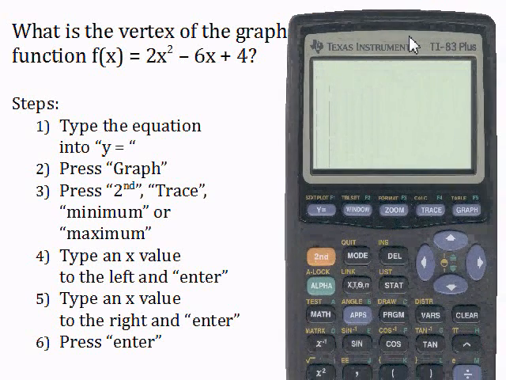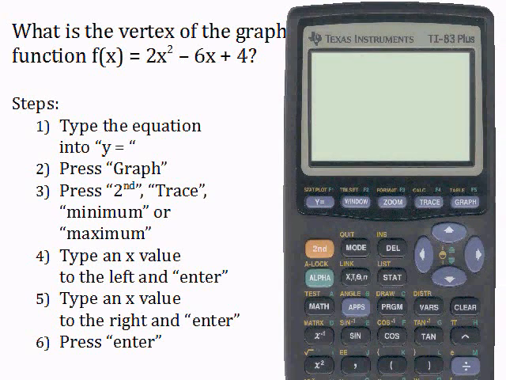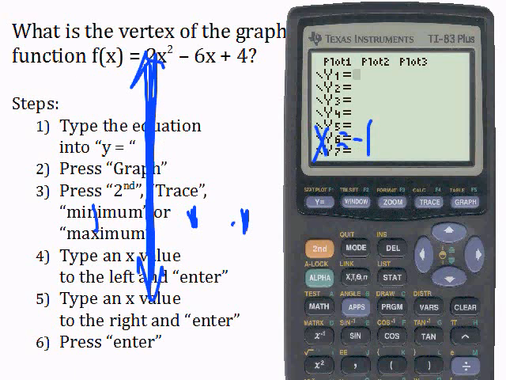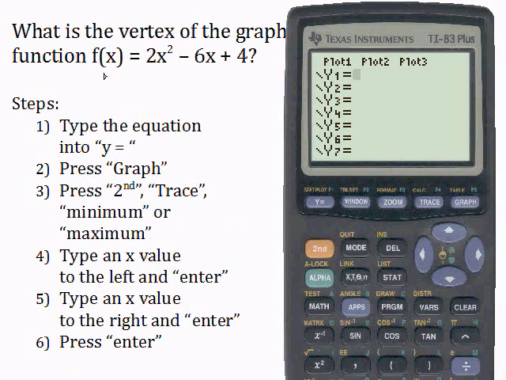Alright, so I got my graphing calculator out, going to go ahead and turn it on. Go to my y equals screen, clear it out, and let's type in the equation into y equals. Before we get started, let me show you one thing real quick. F of x is the exact same thing as y. We can treat it as y is equal to 2x squared minus 6x plus 4. So we're going to go ahead and type out the equation.